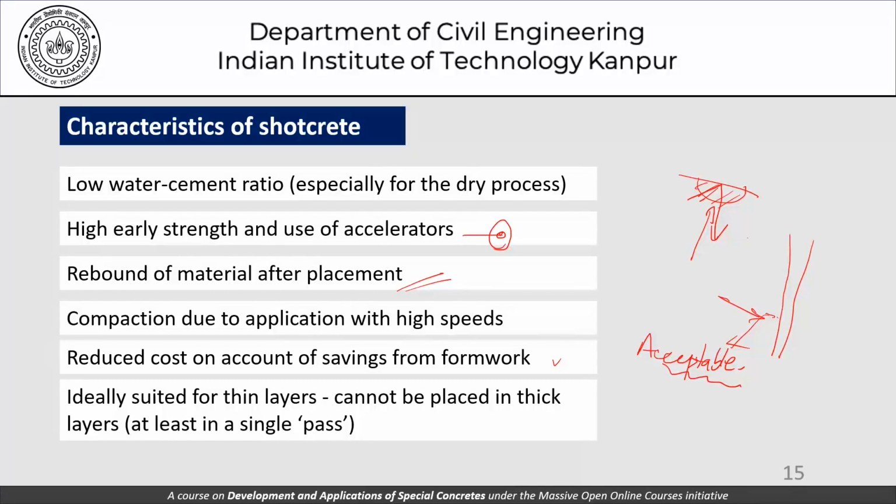Ideally suited for thin layers, it cannot be placed in thick layers, at least in a single pass. Now this is something which we had talked about very briefly when we were looking at the method of construction of shotcrete, that the method in principle is suited for thin layers of construction, and the moment the layers become thick, one has to be very careful in recommending or using shotcreting as a method.